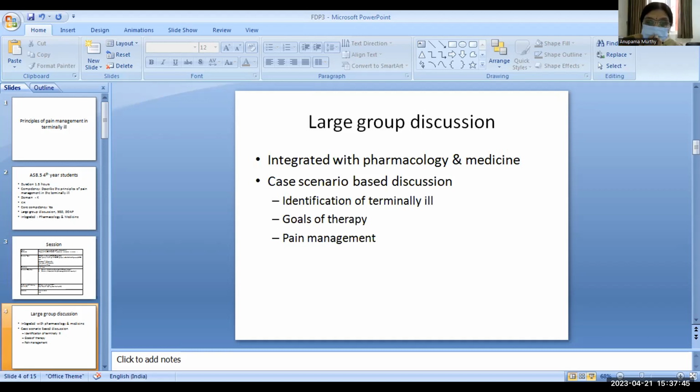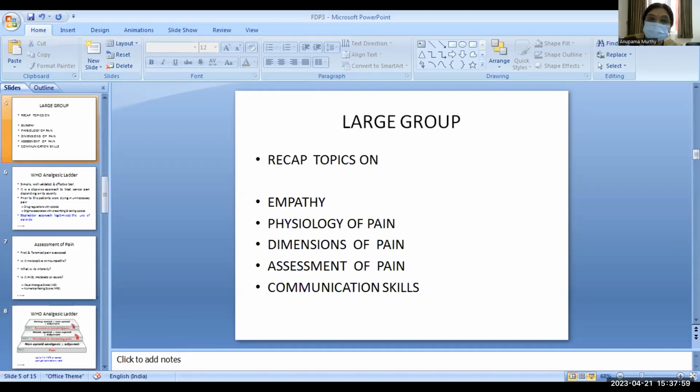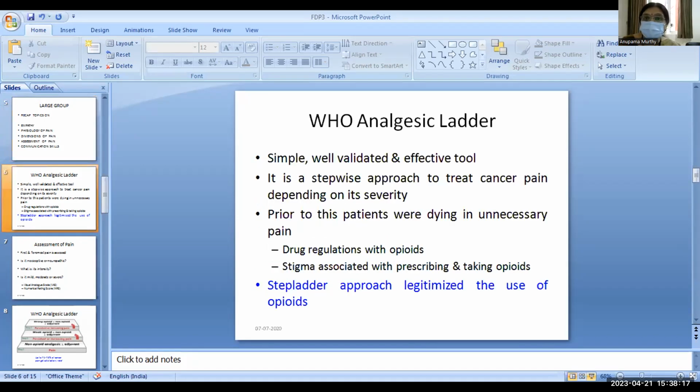For the large group discussion, we'll start with integration with pharmacology and medicine, and case-based scenario discussion will revolve mostly around identification of terminally ill, goals of therapy and pain management. Since these are 4th year students, they are already exposed to a few topics in their 1st, 2nd and 3rd year in various competencies, when we discussed empathy, physiology of pain, various dimensions, how do you assess pain and communication skills. So we'll have a quick recap to make them enter into this.